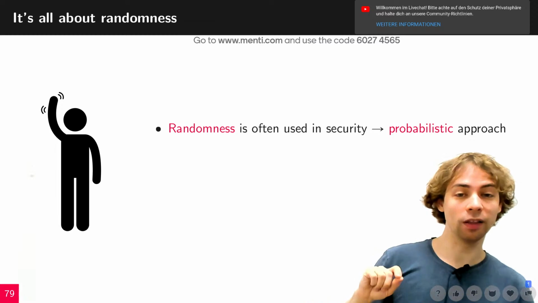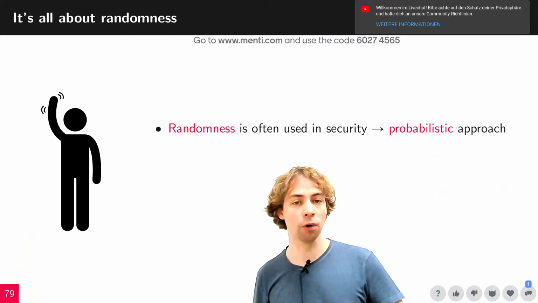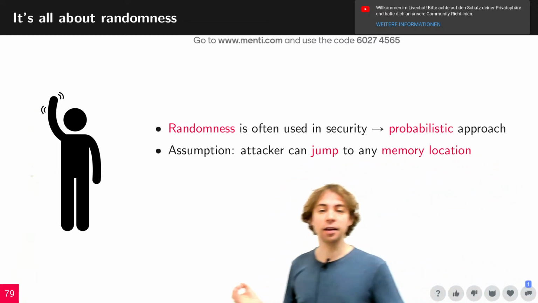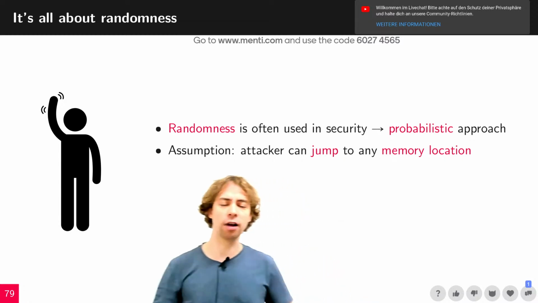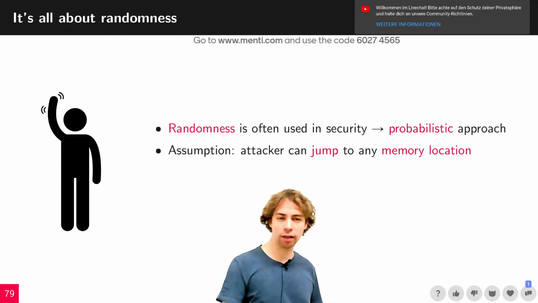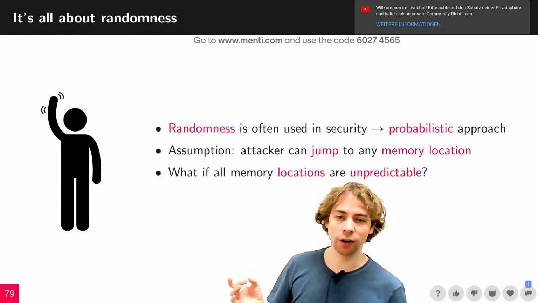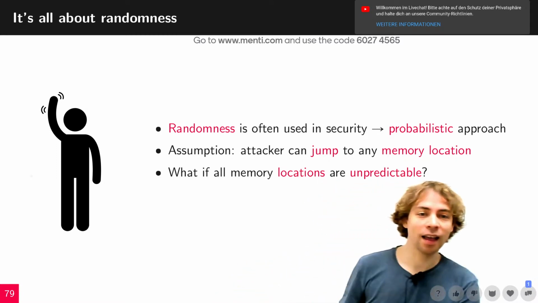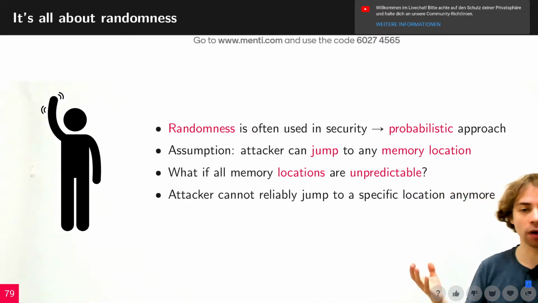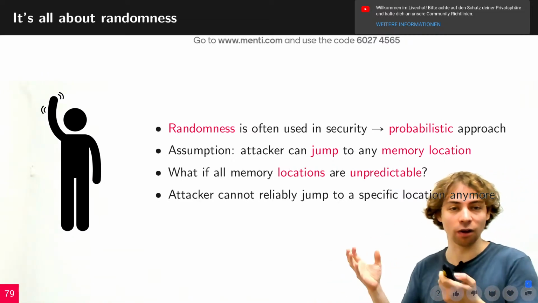Randomness is often used in security. It's a probabilistic approach. And the assumption here is that the attacker can jump to any memory location, right? By overwriting the return address, for instance. But what if the memory locations are all unpredictable? Then the attacker cannot just jump to some location because the location is not known anymore.